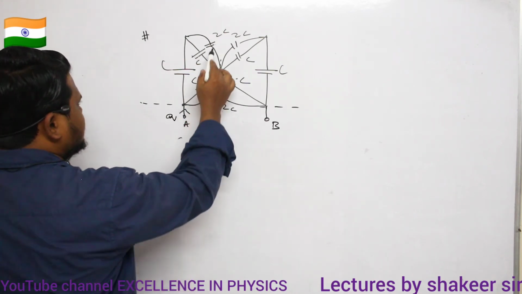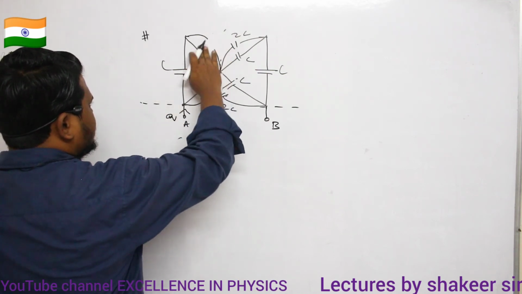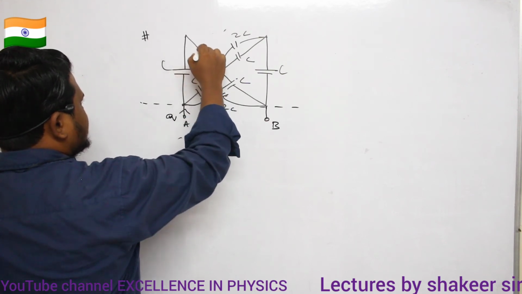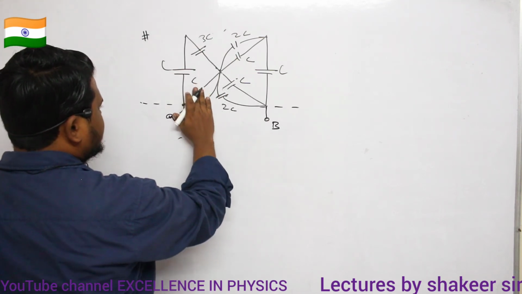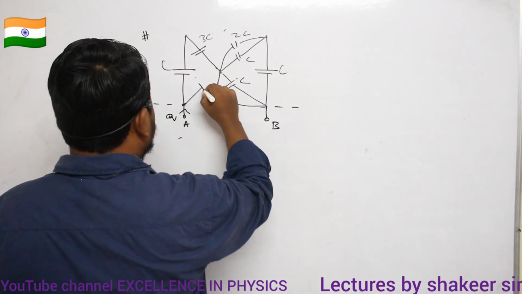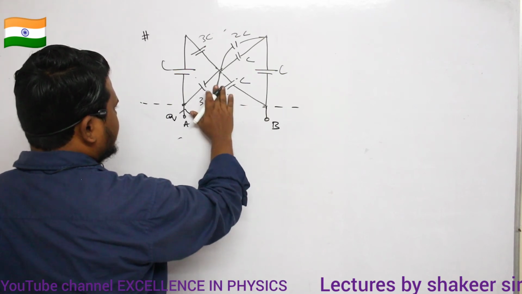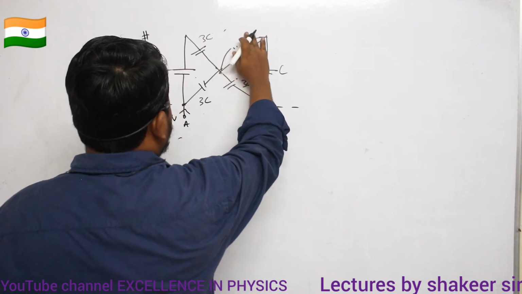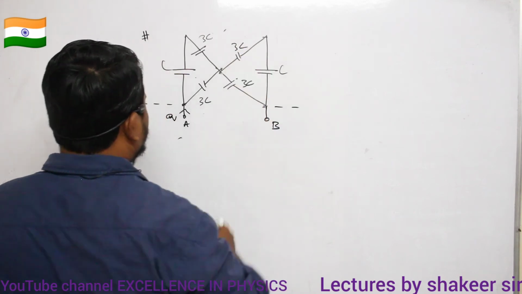So in that method, these two capacitors are connected in what kind of connection? They are connected in parallel connection. So 2C and C, instead of both of them, I can write a single capacitor which has a capacitance of 3C. Similarly, instead of these two capacitors also, I can write a single capacitor whose capacitance is 3C. Similarly, instead of these two, a single capacitor of 3C. Similarly, here also, instead of these two, a single capacitor of 3C. So I got the answer up to here.